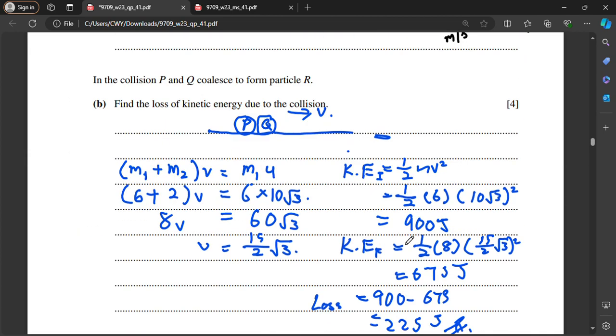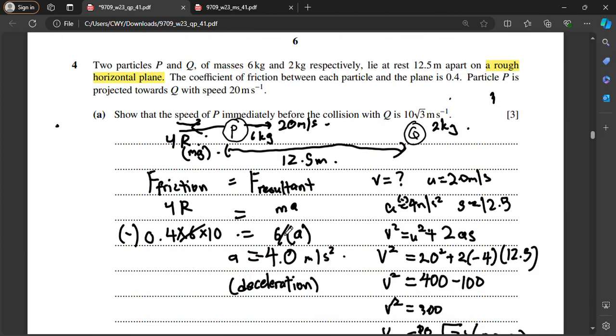Alright, so that's all for today. What did I do? I just played with the friction formula, the resultant force formula, Newton's second law, and then I used the linear motion equations. So yeah, that's all. Alright, thank you.